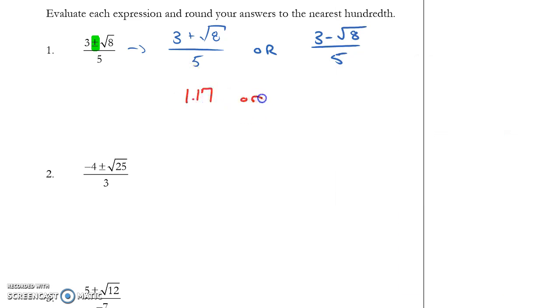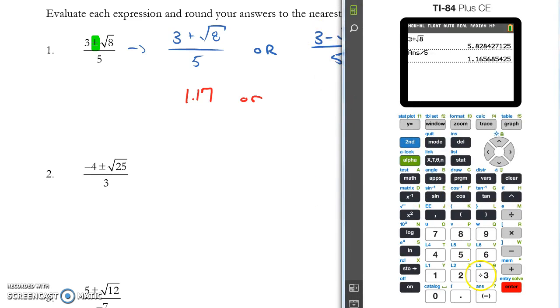1.17. Or, do the same thing, but now I have to subtract. Instead of 3 plus the square root of 8, I have to do 3 minus the square root of 8. I can hit enter whether I'm blinking in there or not. Take this answer, divide by 5, and hit enter. 0.034, the 4 says keep the second one exactly the same, so it's 0.03.